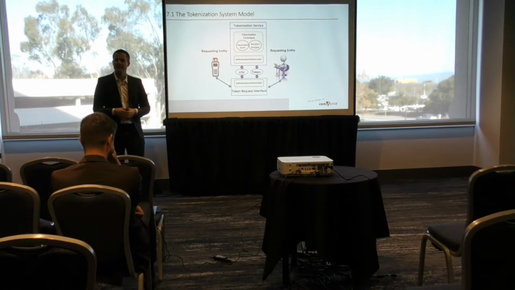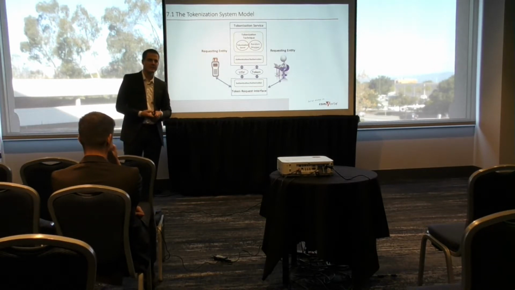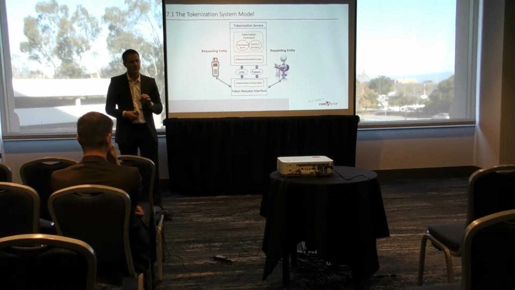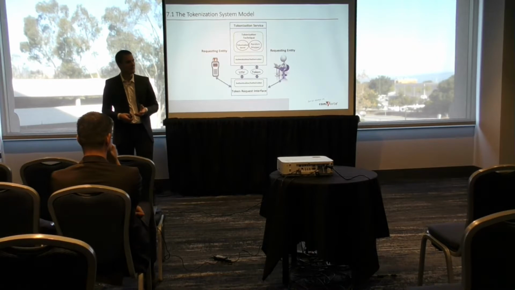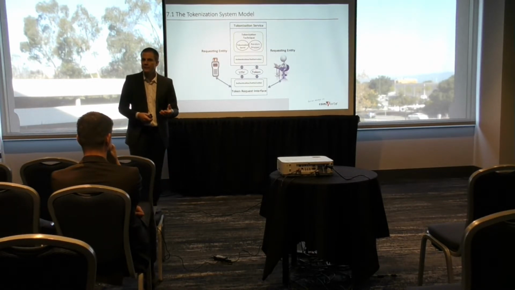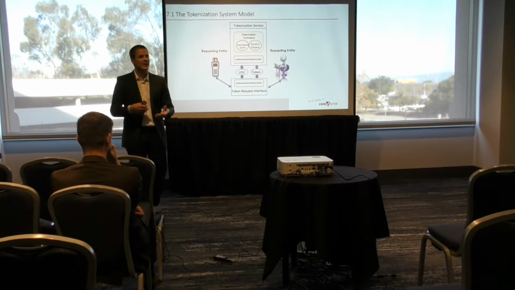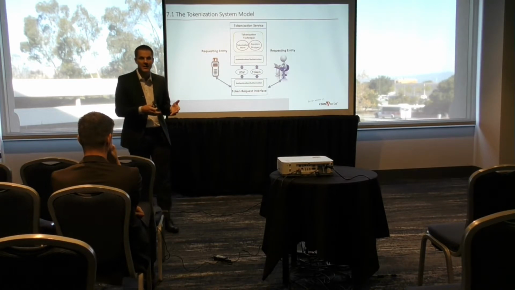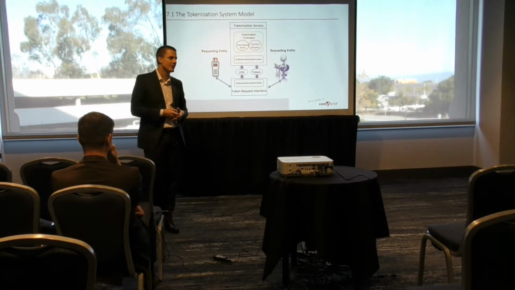So there are various ways of doing tokenization, and you can abstract them basically in this model. There's always some kind of a tokenization secret, and there's some kind of an algorithm, a function, some kind of a mapping that actually does the translation back and forth from the sensitive data element to the token and vice versa.